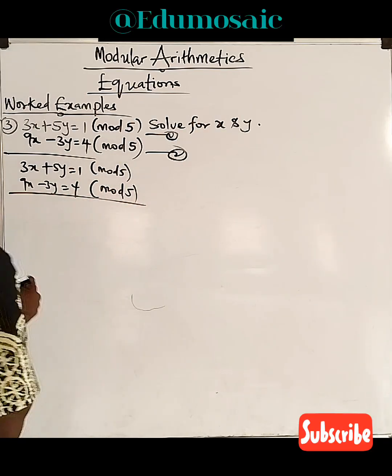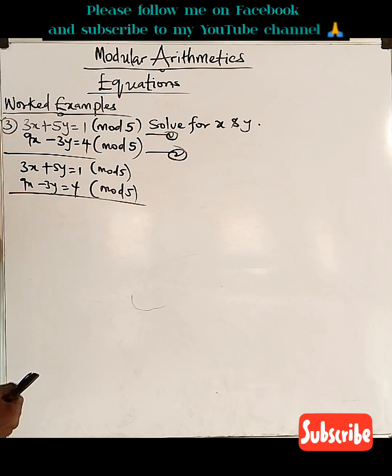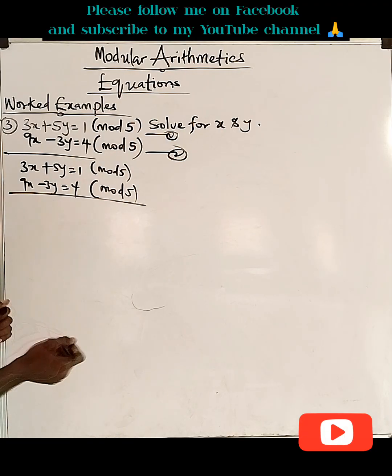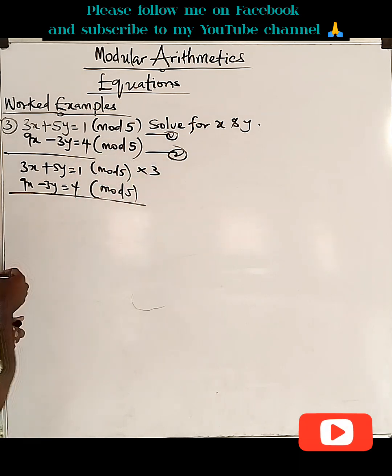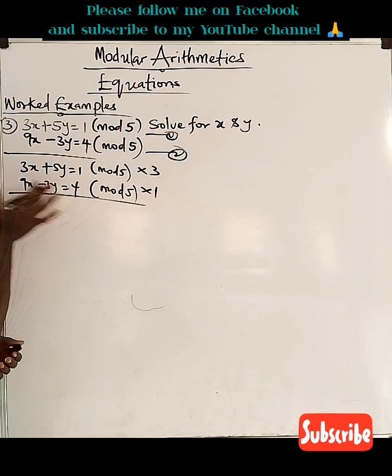So we're going to choose one of the unknowns to eliminate. This 3, this 9. I'm going to eliminate x. So how do I do that? What's the LCM of 3 and 9? You're looking at the coefficient of x. The LCM of 3 and 9 is 9. 3 goes into 9 three times, so we multiply the first equation by 3, and 9 goes into 9 once, so we multiply the second by 1. So 3 multiplies all through, and 1 multiplies all through.